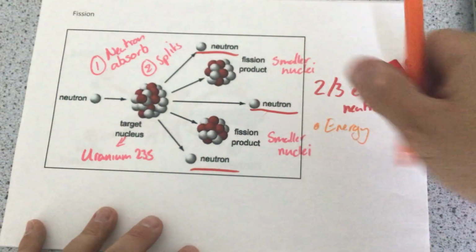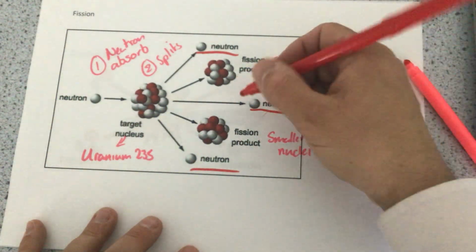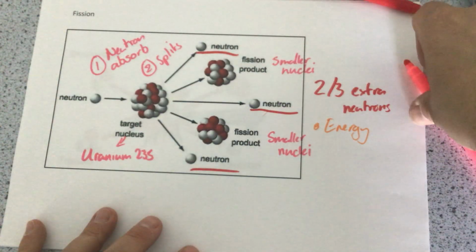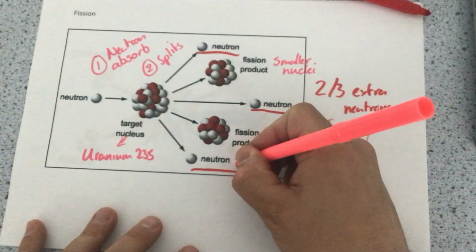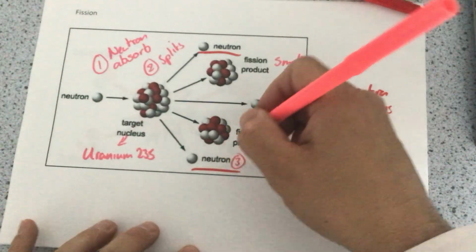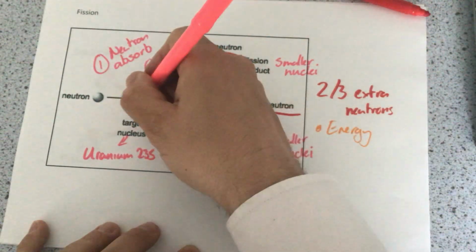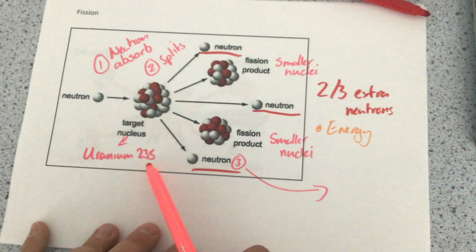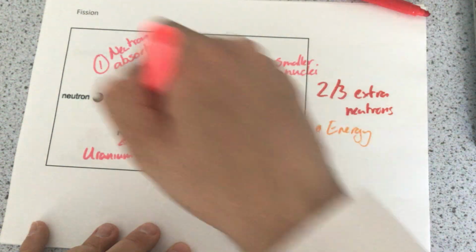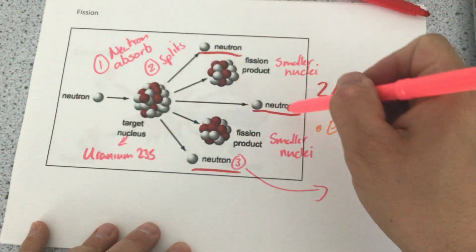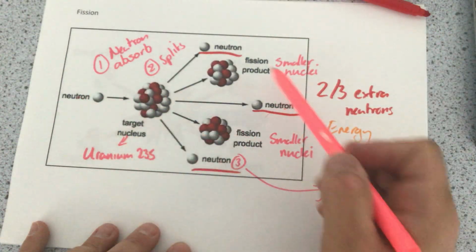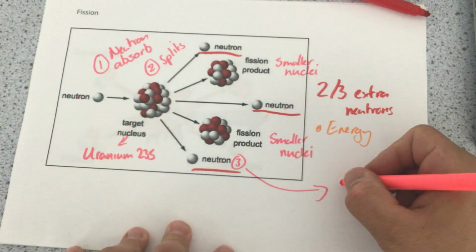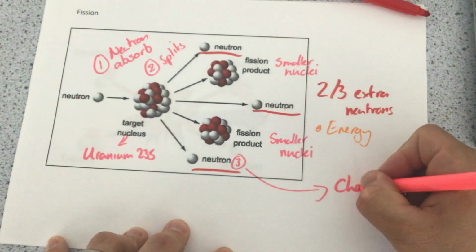The next thing that happens is that these neutrons here go off and basically go and hit, or are absorbed by, another uranium-235 nucleus. So this neutron here goes and starts this process again. At the same time, this is doing the same thing somewhere else, and this one is as well. We call this a chain reaction.